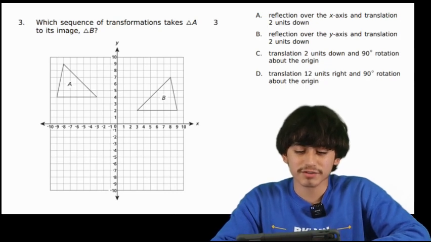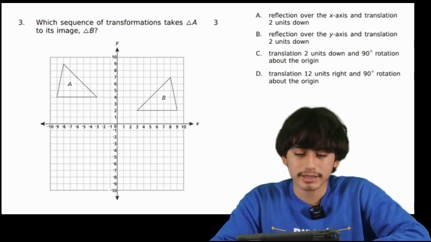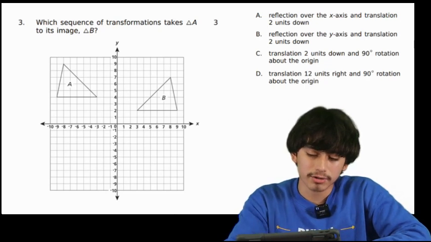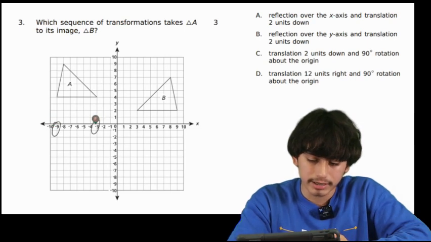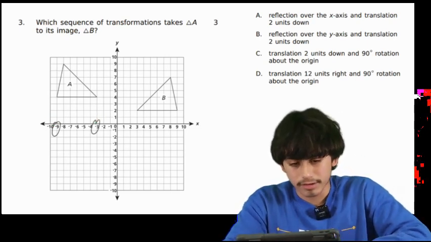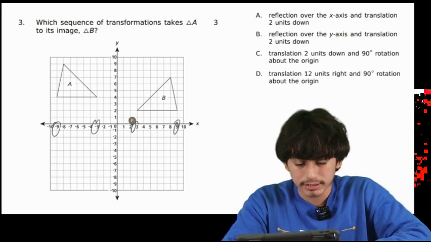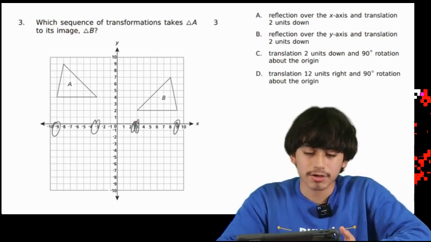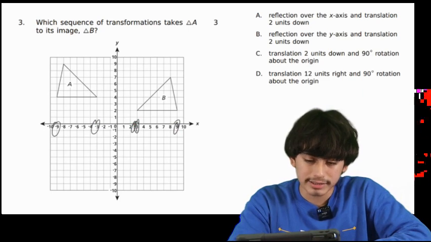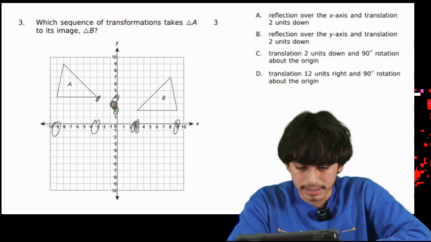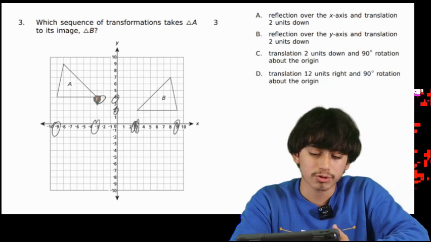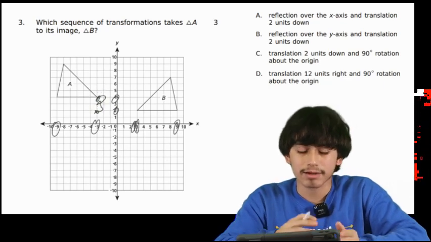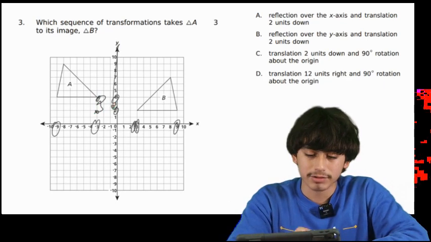Which sequence of transformations takes triangle A to its image triangle B? One thing I noticed is that for triangle A, the coordinates on the x-axis are -9 and -3, and for triangle B, it's 9 and 3. So it's basically the same thing. The only difference is on the y-axis: for A, it's at 4, and for B, it's at the coordinate 2. So I can move triangle A down 2 units, which would match it, and then I can reflect it over the y-axis so it can match.